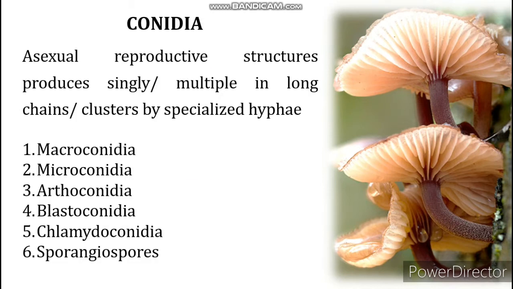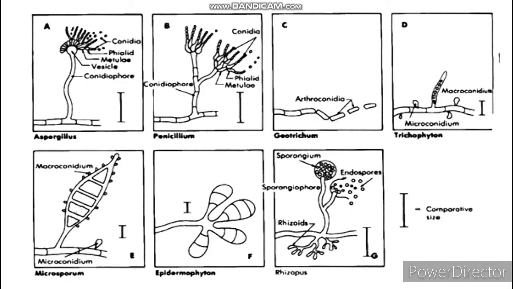Your conidia are asexual reproductive structures produced either singly or in long chains or clusters by specialized hyphae. You have several conidia, and we'll be discussing them one by one. First one, your macroconidia. Your macroconidia could be seen on sample letter E. Makikita nyo naman, macroconidium, from the name itself, macro, meaning large. So makikita nyo naman, formation ng conidia niya, malaki.